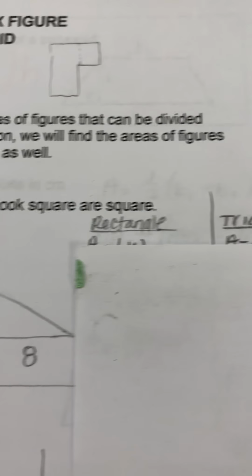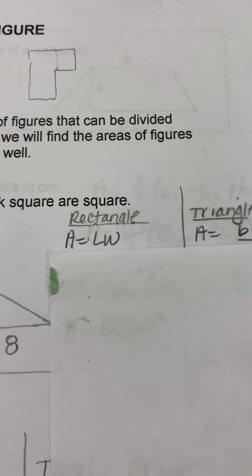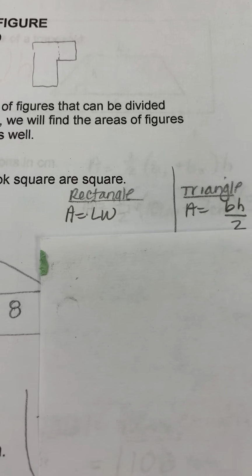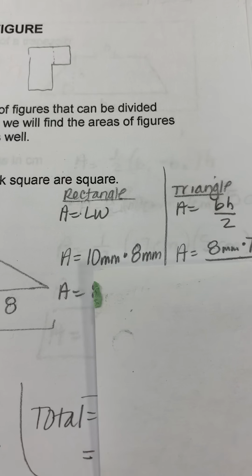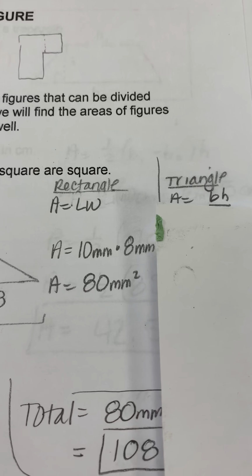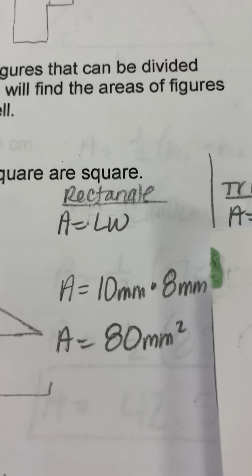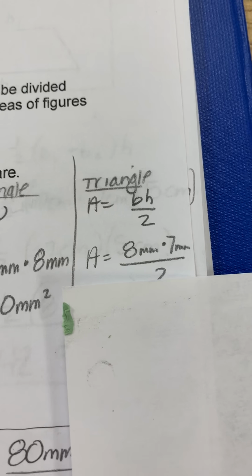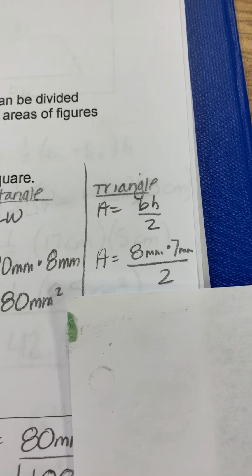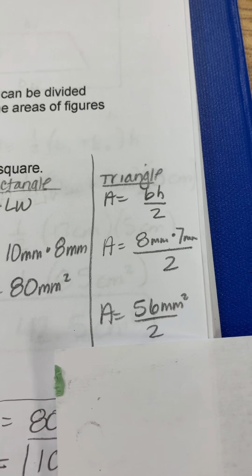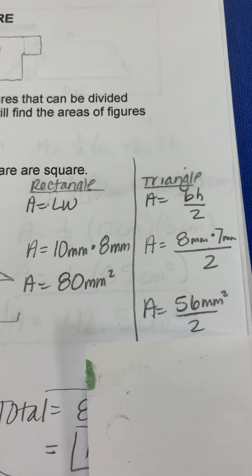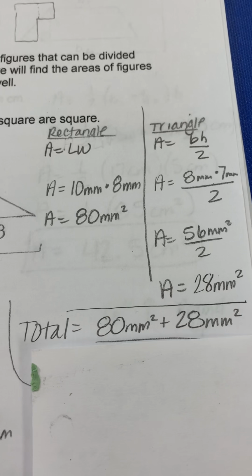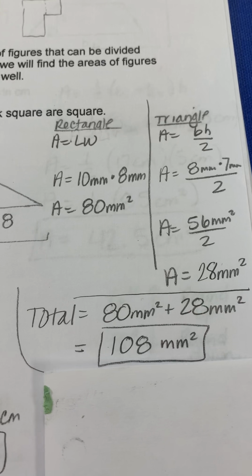So here we go. Two formulas. For the rectangle, area is length times width, and the triangle area equals base times height over 2. So I'll reveal this one first. Area equals 10 times 8 millimeters, so we get 80 millimeters squared for the rectangle. And then over here we show the area equals 8 millimeters times 7 divided by 2, so we should end up with 56 millimeters squared divided by 2. But it wants the whole figure, so then we have to add them together. So I have to show this step here, 80 millimeters squared plus 28 millimeters squared equals 108 millimeters squared.